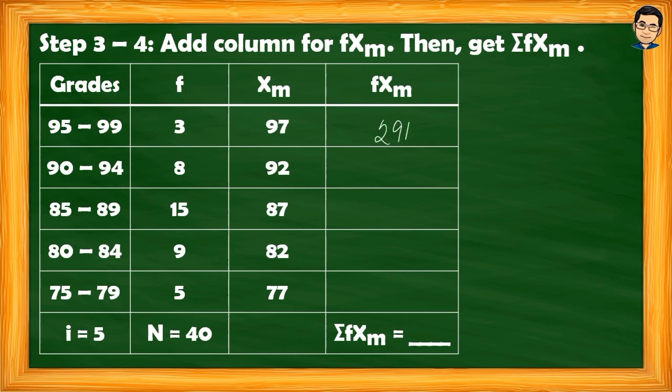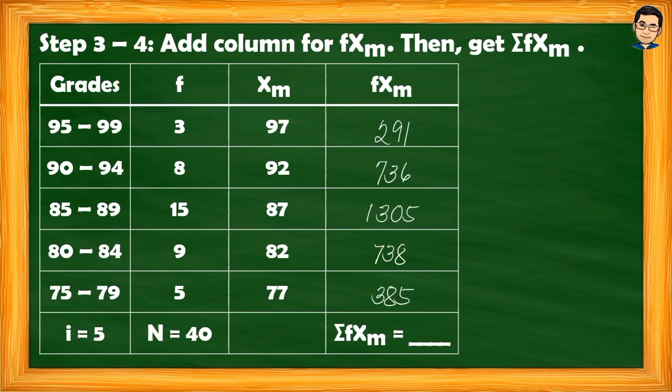8 times 92 will have 736. Next, 87 times 15, we have 1,305. 9 times 82, that is 738. And then 5 times 77 will have 385.